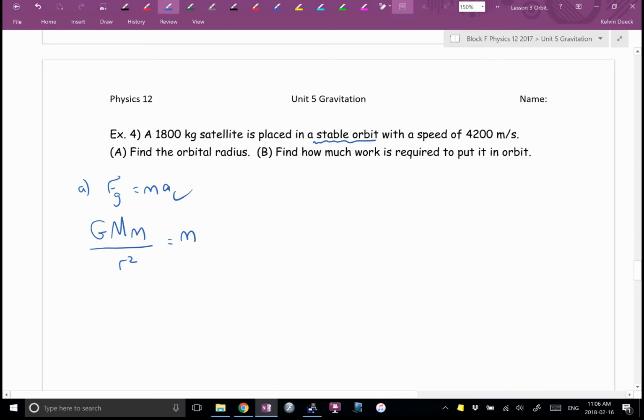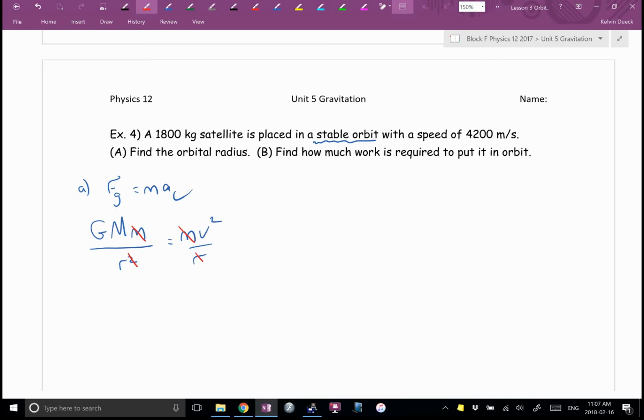Which version of a am I going to use here? How do you know? Oh, they gave me a v? Okay. Some stuff cancels in this version. Little m, one of the r's. What am I trying to find? Speed. What am I trying to find? Oh, the radius, sorry. Where is the r right now? On the bottom. Ugh. Oh, wait a minute.